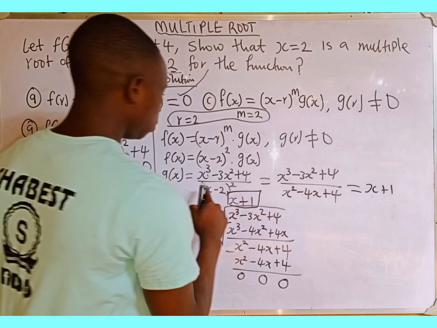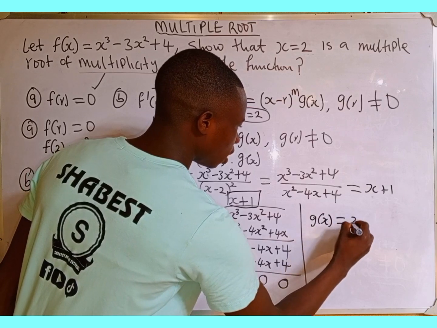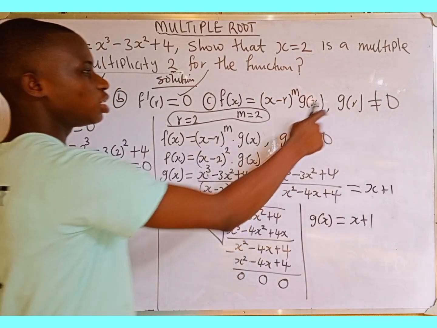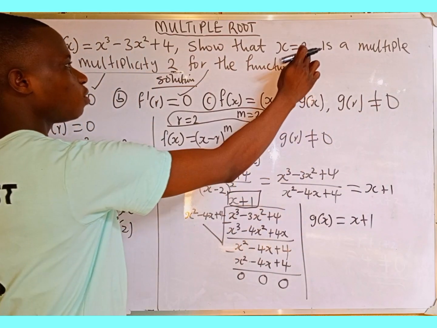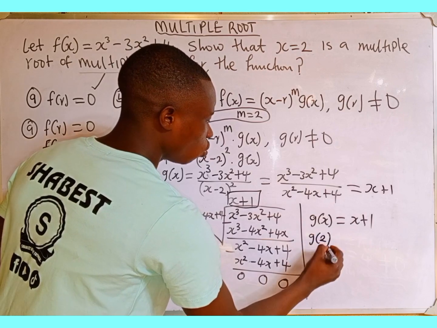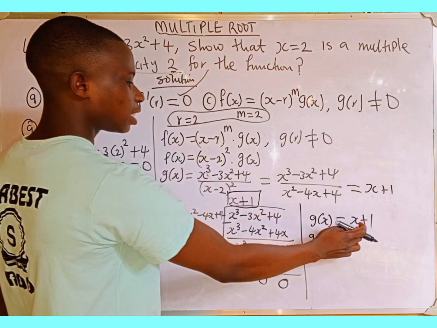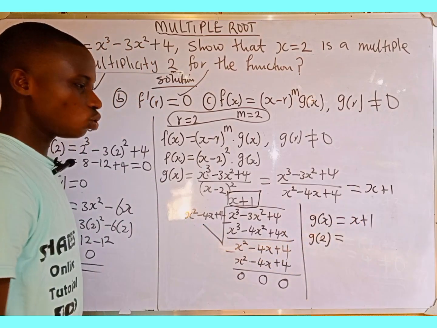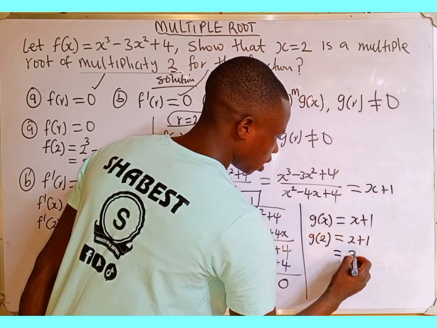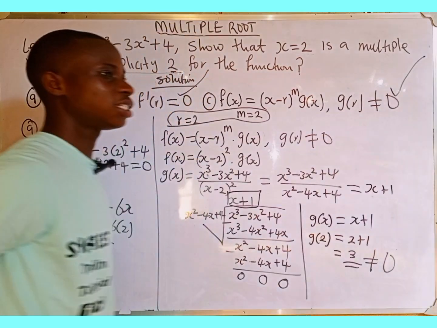So the next thing we are going to do, g of x now is equal to x plus 1. So we can bring it here, g of x equals x plus 1. We have successfully gotten g of x. Now, the question says g of r is not equal to 0, and r from the question is 2. So we are going to have g of r, in place of r is going to be 2, which is equal to, anywhere we see x in g of x, we are going to substitute 2. So the first one is x, which is 2, then plus 1. If you add 2 plus 1, it's going to give us 3. And 3 is not equal to 0. Therefore, the third condition is satisfied.